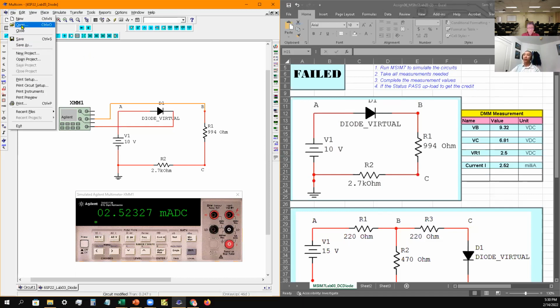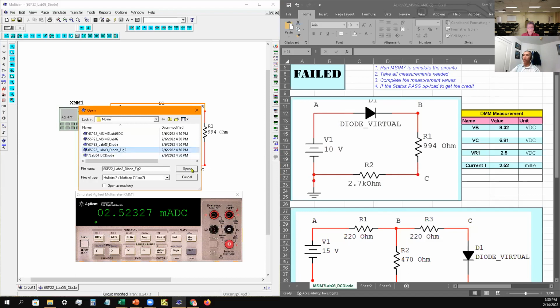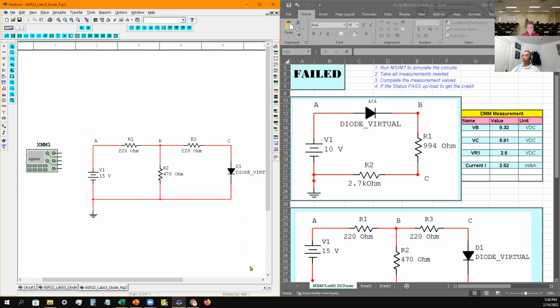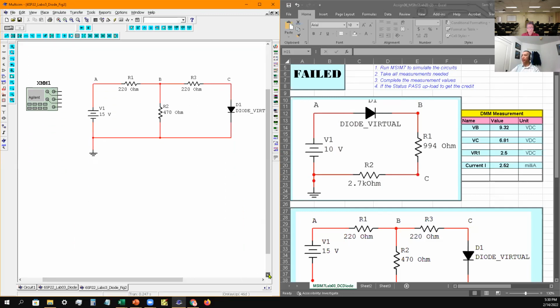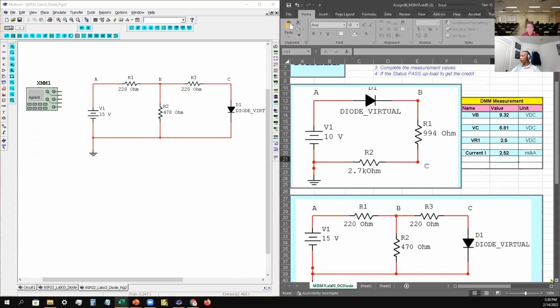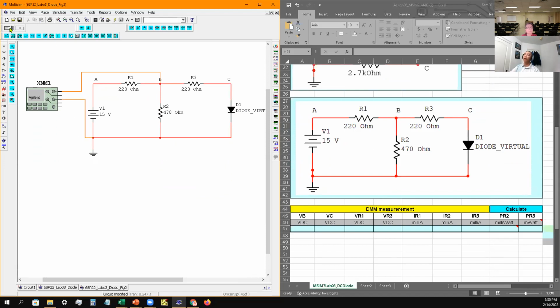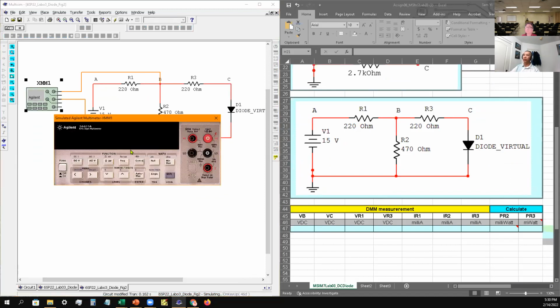So the next one, open. The next one is number 2. Pretty much similar to what we just did a minute ago. This is number 2, the one right down here. 15 volt, everything looks according to the schematic. Okay, so VB is right here. The high side is connected to point B, and since point B is only one point, the other side has to be connected to common, the reference. Turn on the simulation. So I need DC.